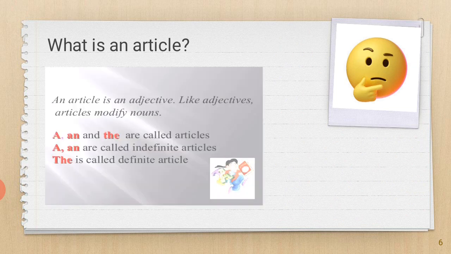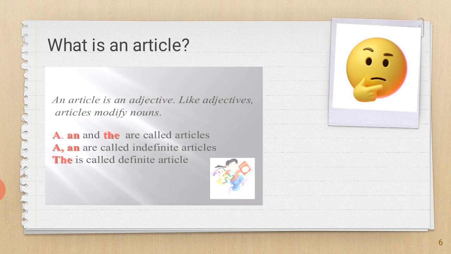What is an article, children? An article is an adjective. And what is an adjective, by the way? We have already learned about an adjective in one of our previous lessons, parts of speech. An adjective is a word used with the noun to add something to its meaning. So an article is an adjective.